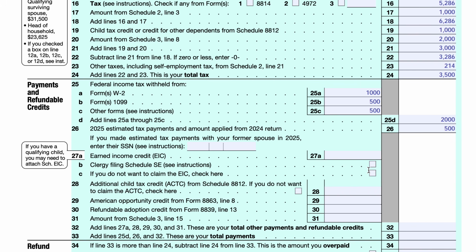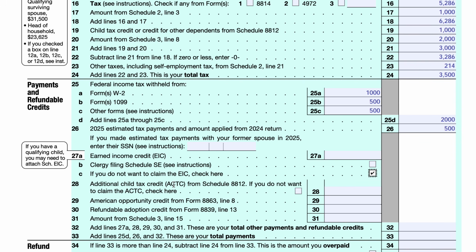and there is a worksheet under the earned income credit instructions that you would need to complete. If you don't want to claim the EIC, or if you've been told in the EIC worksheet that you're not eligible, then you would check this box. So we're just going to check that box.